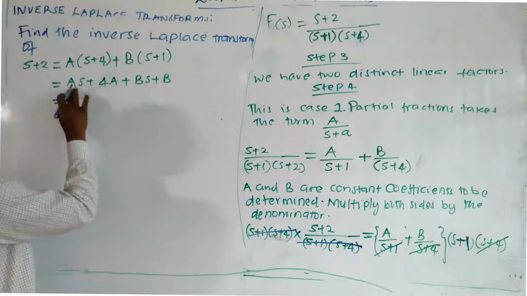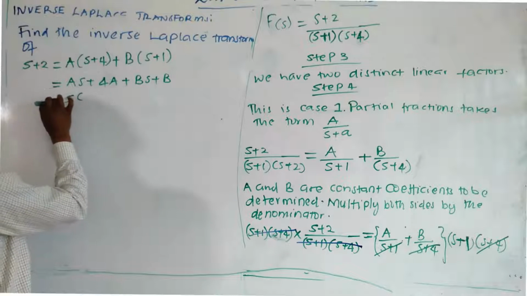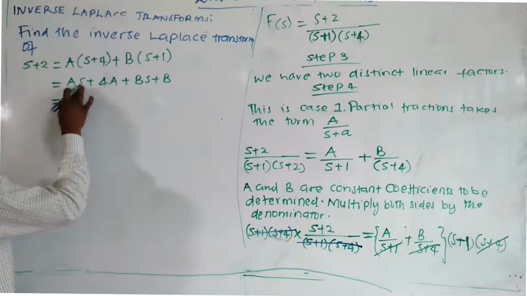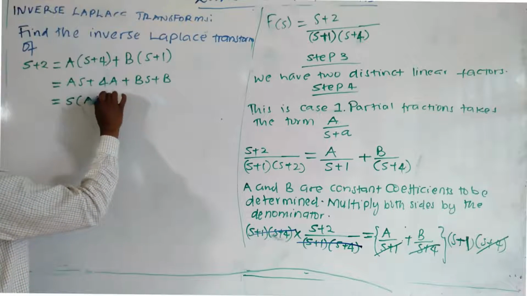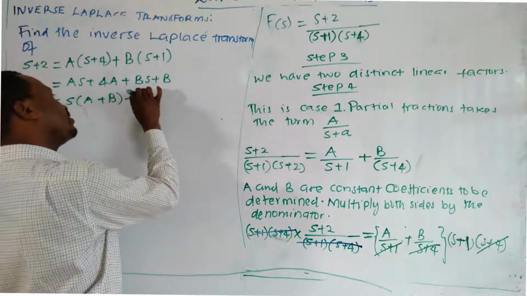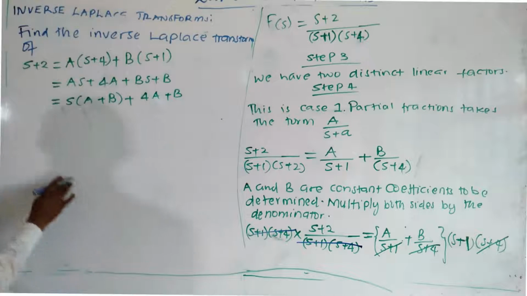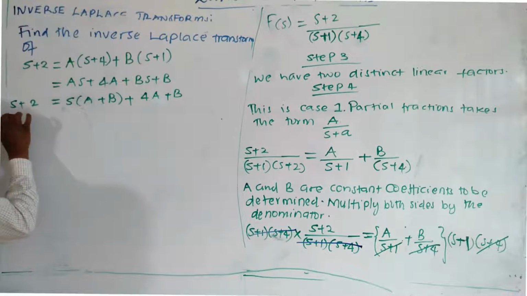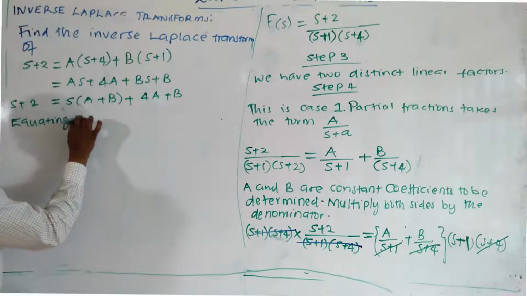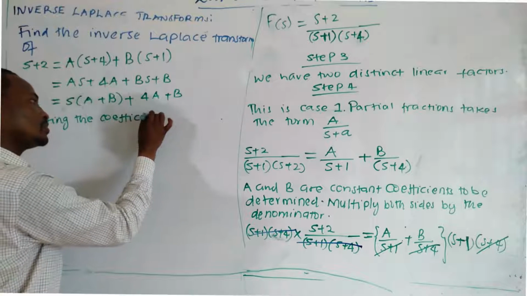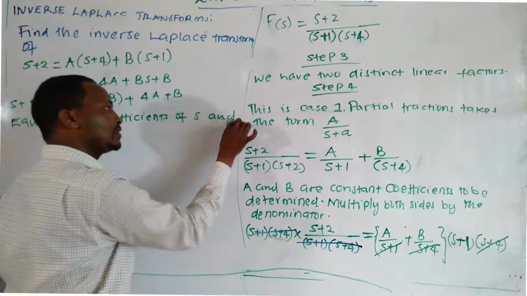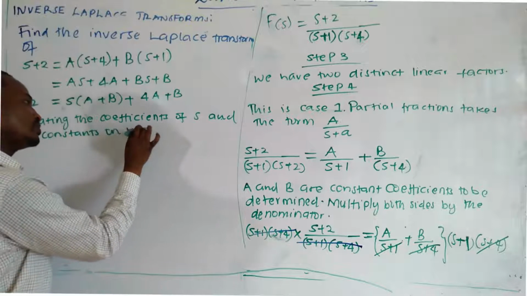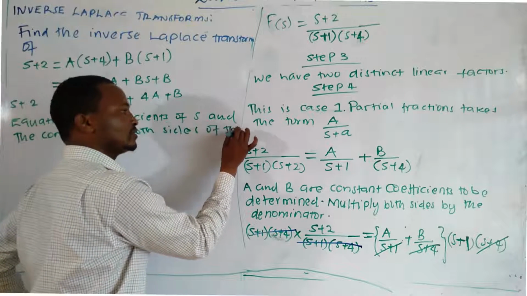Let us have the terms with S together. The terms with S together will be S times the factor A plus the factor B, plus the constant terms 4A plus B. So now it becomes S plus 2 is equal to all of this, equating the coefficients of S and the constant on both sides of the equation.